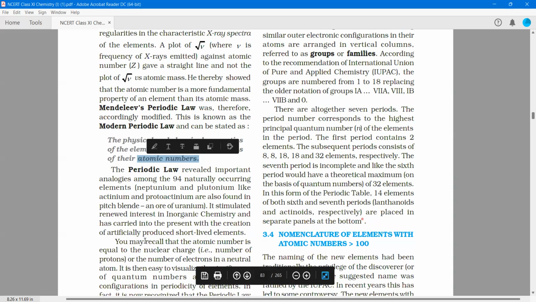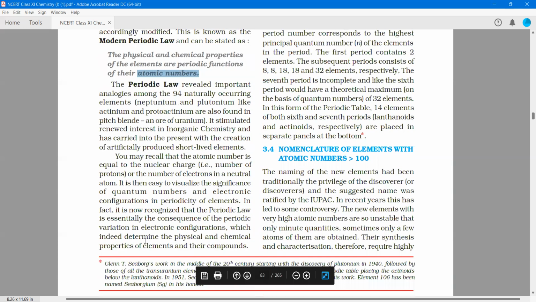So the periodic law revealed important analogies among the 94 naturally occurring elements, neptunium and plutonium, like actinium and protactinium, were also found in pitchblende, an ore of uranium. It stimulated renewed interest in inorganic chemistry and has carried into the present with the creation of artificially produced short-lived elements.